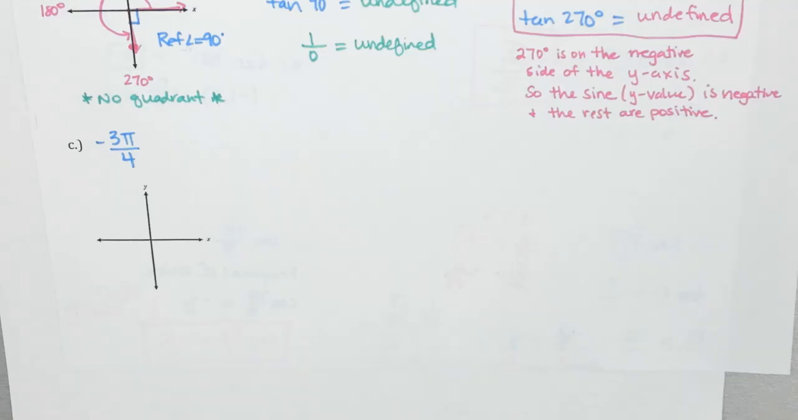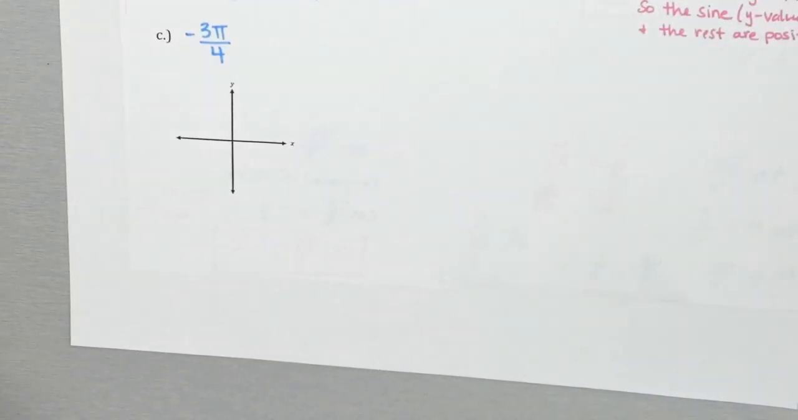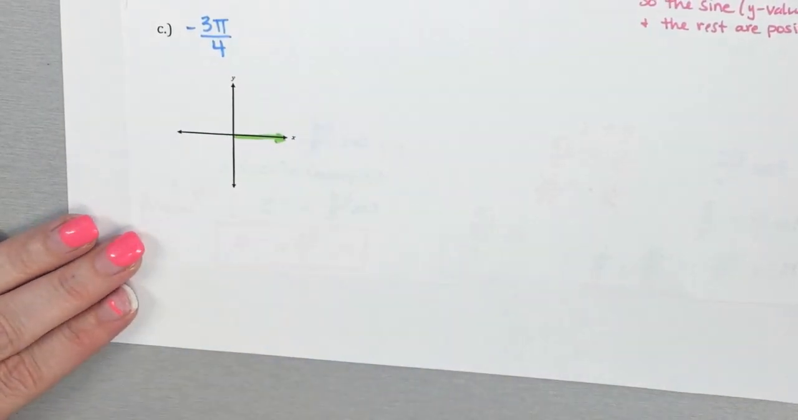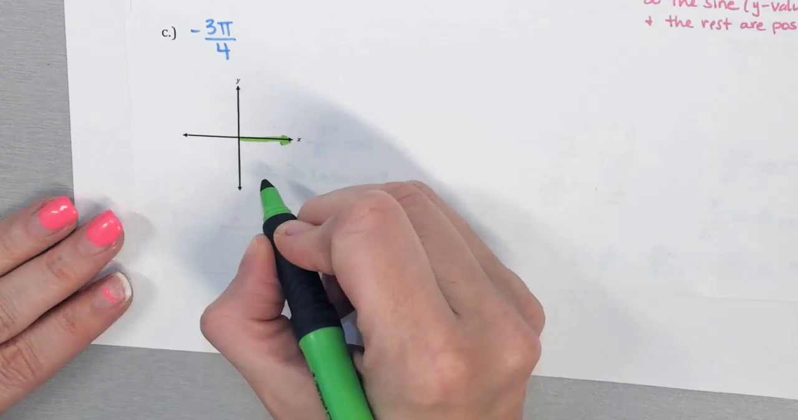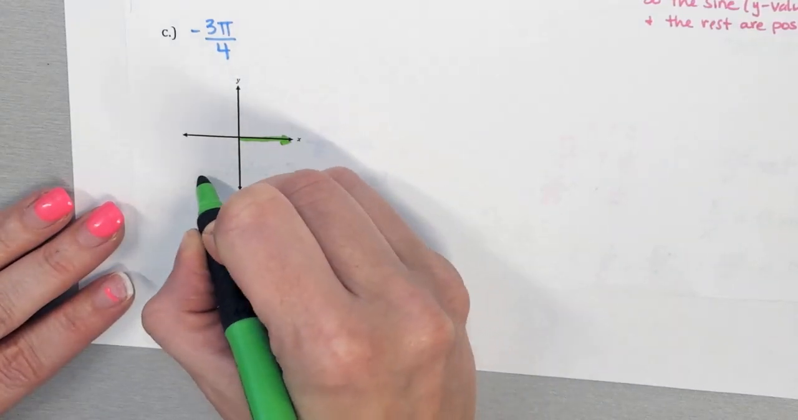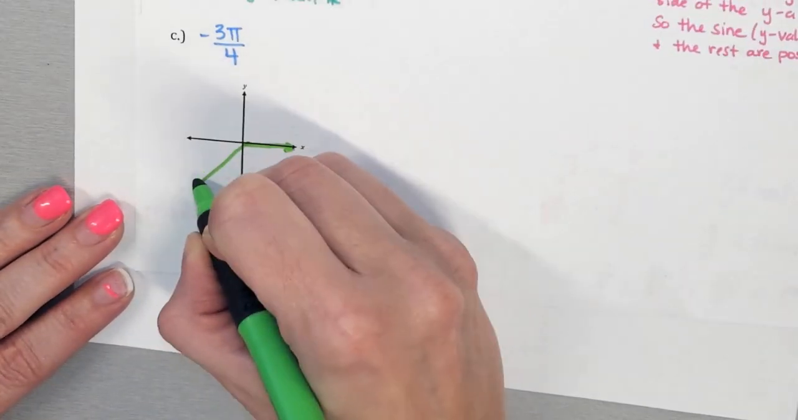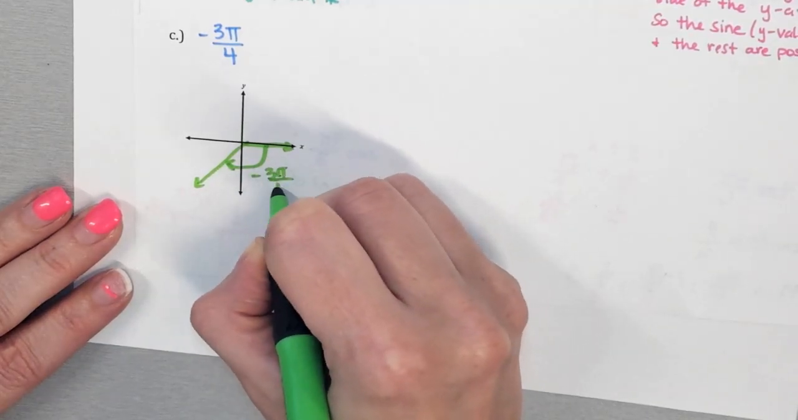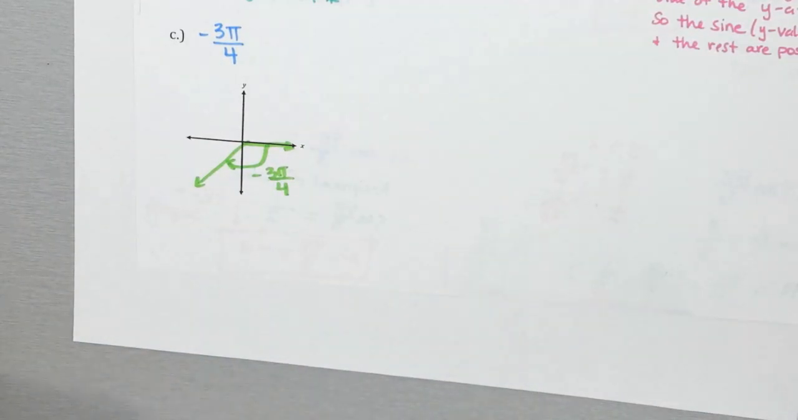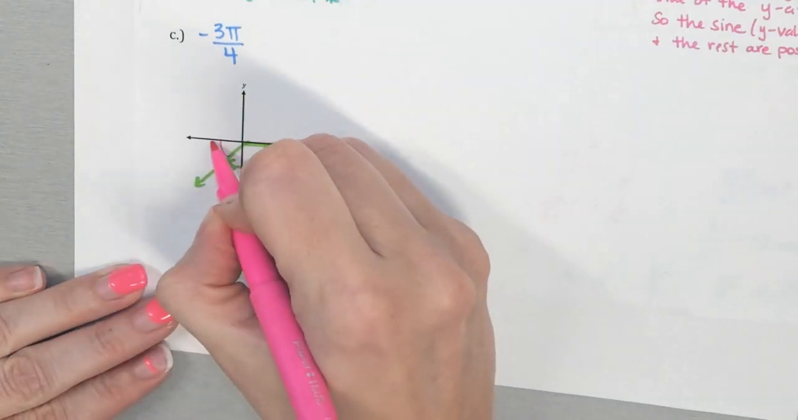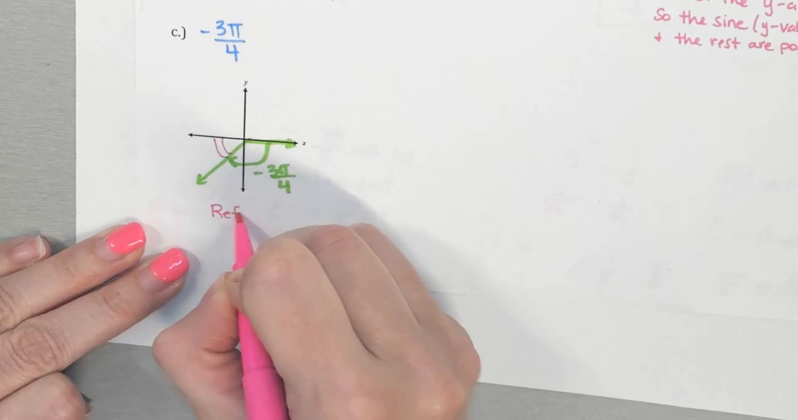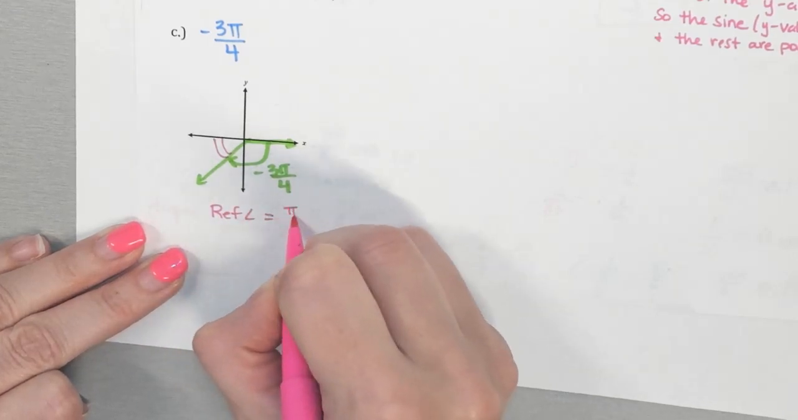So if you have -3 pi over 4, what was your reference angle? Pi over 4 is correct. So if you're doing -3 pi over 4, you're counting by pi over 4. 1 pi over 4, 2 pi over 4, 3 pi over 4. And it's going in this direction. So your reference angle, again, if it's given in radians, it has to be in radians. So your reference angle is pi over 4.